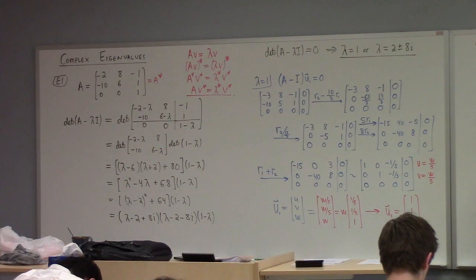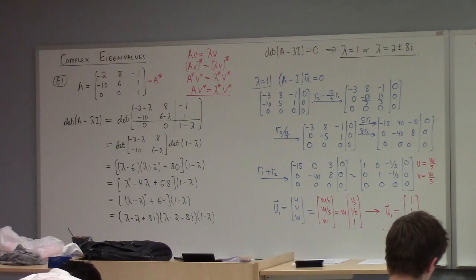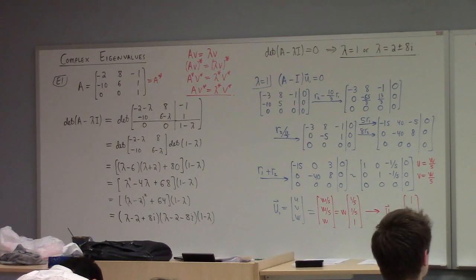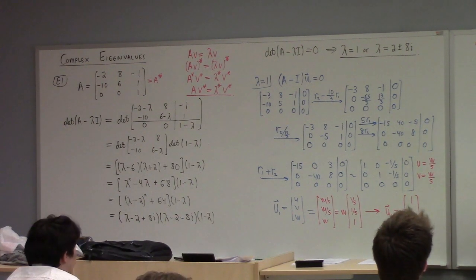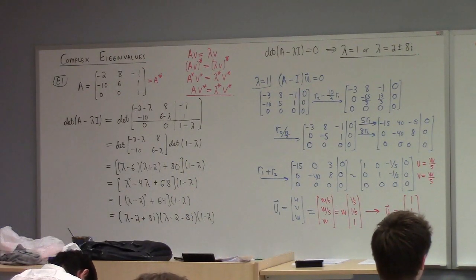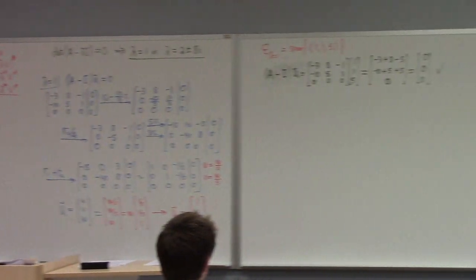Moment of truth here. So I get minus 3 plus 8 minus 5 for my first one. Then I get minus 10 plus 5 plus 5 for my second one, and I get 0 for my third one. So we can check our answer. There you go. It is in fact an eigenvector with eigenvalue 1, as claimed. Now what?